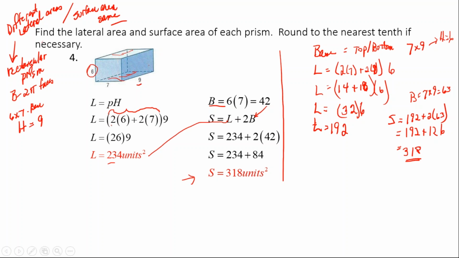So on this one, for example, there could possibly have been 3 different lateral areas, and I'll do the other one in a minute. But if I asked it and said it's a rectangular prism, everybody would get the same surface area. It's the same box to cover. Surface areas you're covering. You're covering the box. It's the same box.